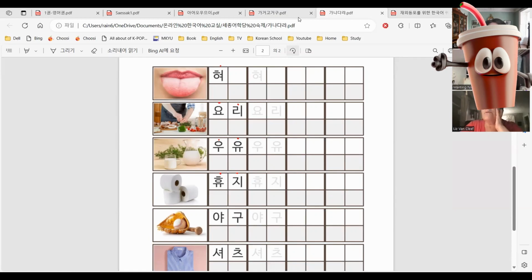Can you say it again in Korean? 휴지. Huge. You know, Hugh Grant. Huge. 휴지. And 야구. 야구 is baseball.